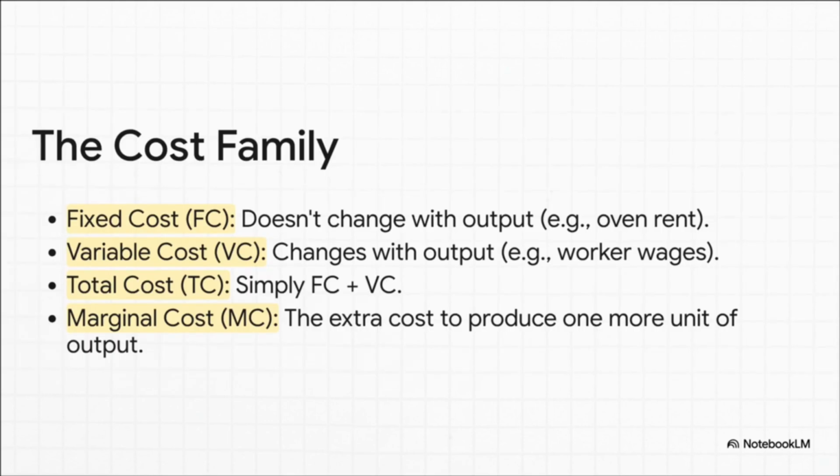Okay, before we jump into the numbers, let's do a super quick review of our cost family. You've got fixed costs, like the rent for our oven. Those don't change no matter how many cookies we bake. Then you have variable costs, like paying our workers. Those definitely change. Total cost is just adding those two together. And finally, the star of our show, marginal cost. That's the extra cost for baking just one more cookie.